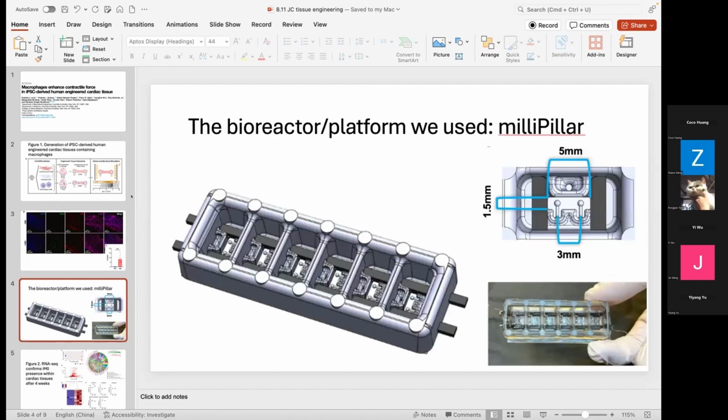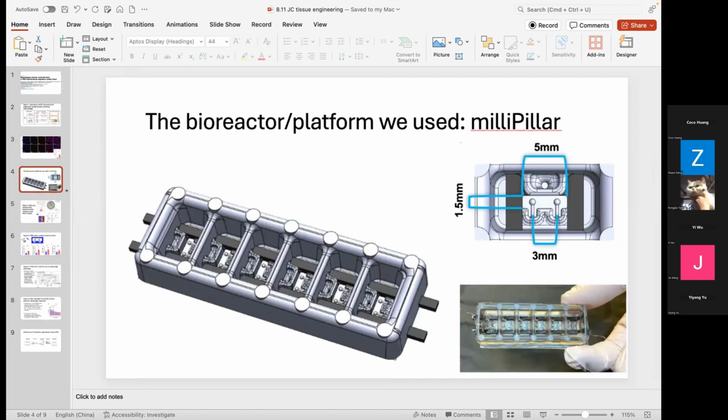Next, I want to talk about the bioreactors, or the platform we use, which is Millipillar. This is a platform we specially designed for cardiac tissue in our lab. On each platform, there are 6 wells, and in each well there are 2 pillars. We want the tissues to form around the pillars so that in later force measurement, we can measure how much the pillars deflect, which reflects how much force the cardiac tissue can provide.